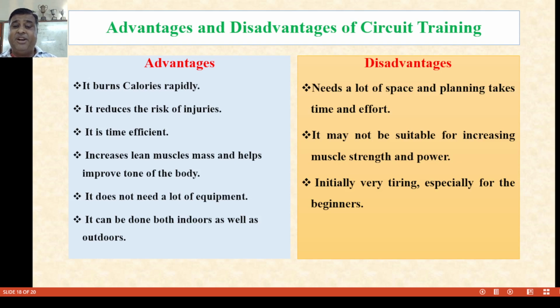Now, what are the disadvantages? It needs a lot of space and planning, and takes time and effort. It may not be suitable for increasing muscle strength and muscle power. And last, it is initially very tiring, especially for beginners.